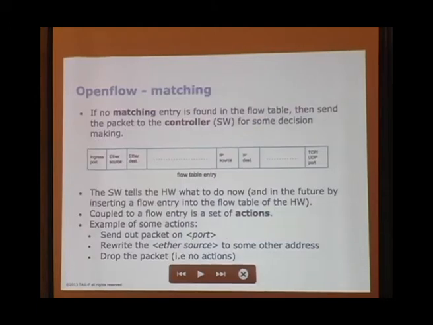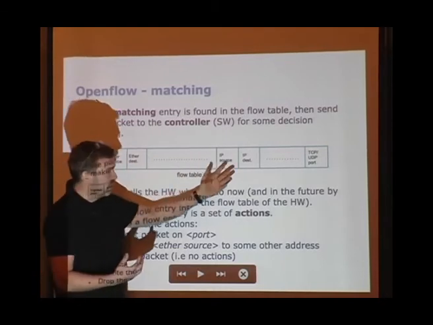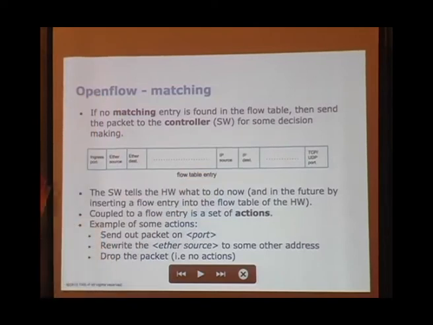So this is just a little bit more detail about the matching. This is sort of a sketch of how a flow table entry looks like. When packets come in, you can match on the ingress port of the switch. You can match on the Ethernet source, destination address, the IP source, destination, TCP, UDP ports, and some other stuff like VLAN tags.